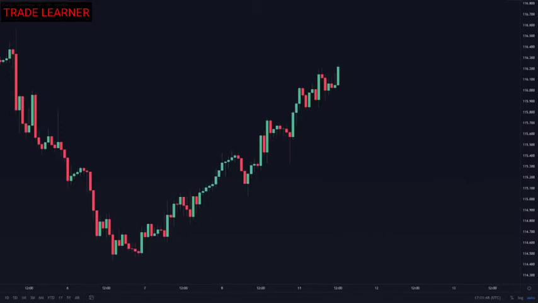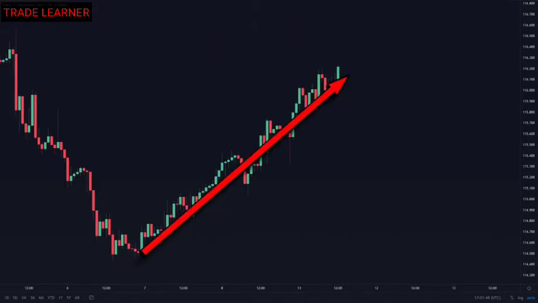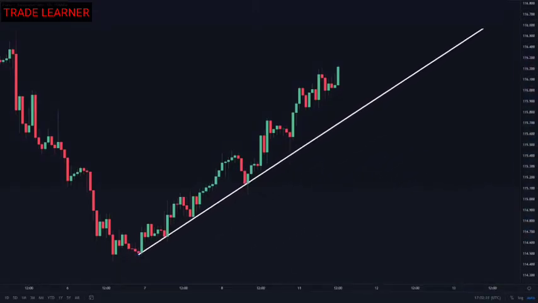So first, in order to spot a reversal, the first step is you want to find an existing trend. And in this chart, we actually spotted a clear uptrend here. Notice how the price is structured. It formed higher highs while respecting this bottom level, meaning we can also draw an upward trend line below it. Now here's what you need to remember. As long as the price remains above the trend line, it means that the uptrend is still valid. So in order for us to find a reversal, the price has to break the trend line first.